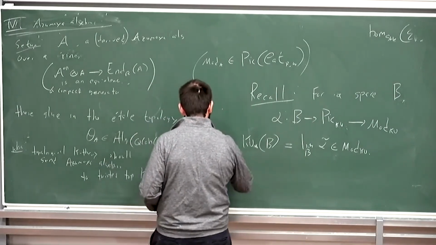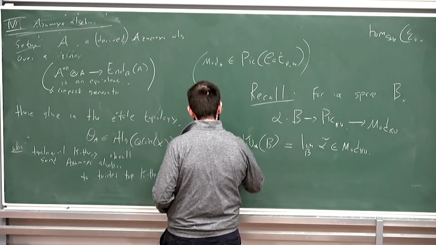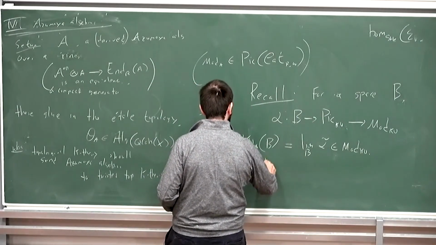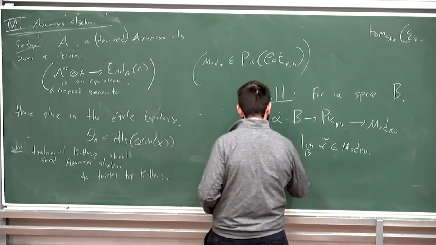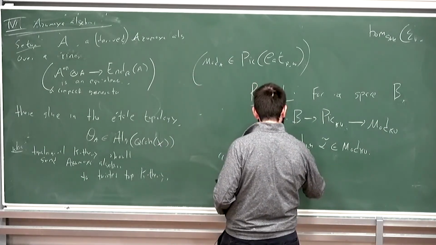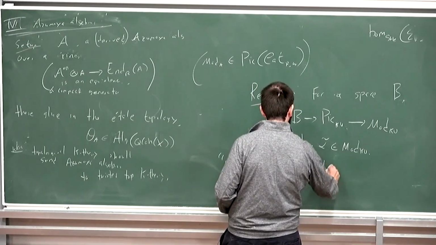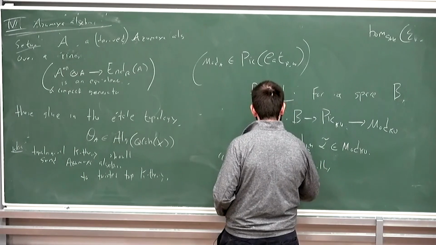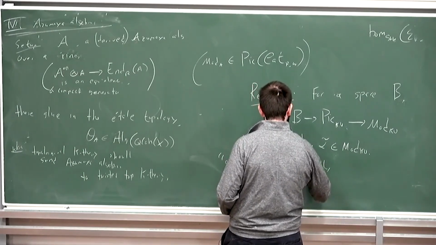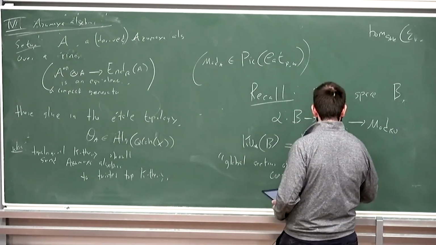In particular, we can view this as global sections of the associated locally constant sheaf of KU module spectra.